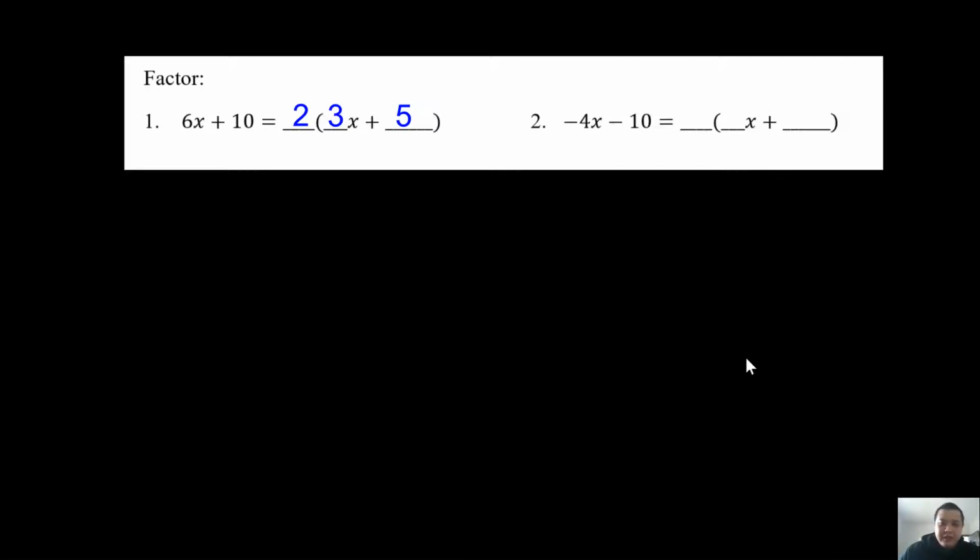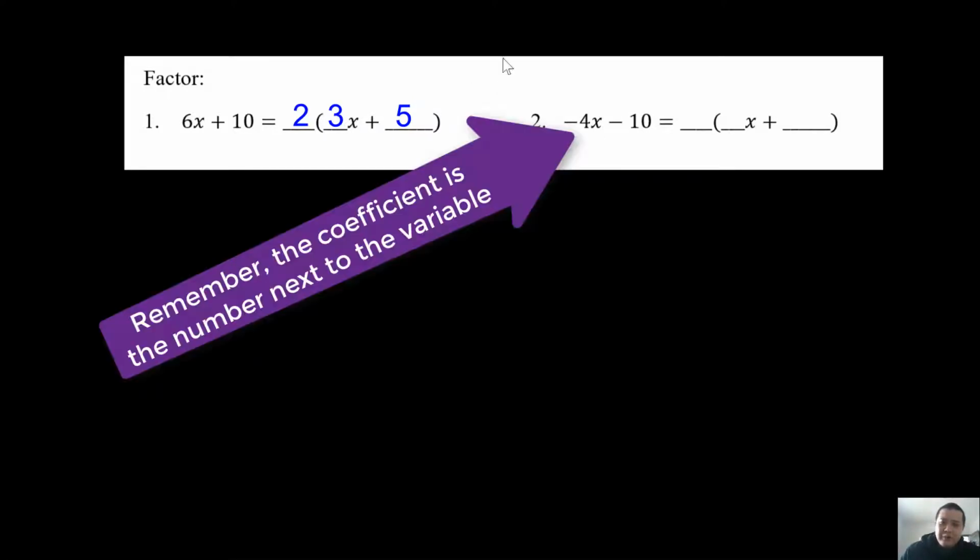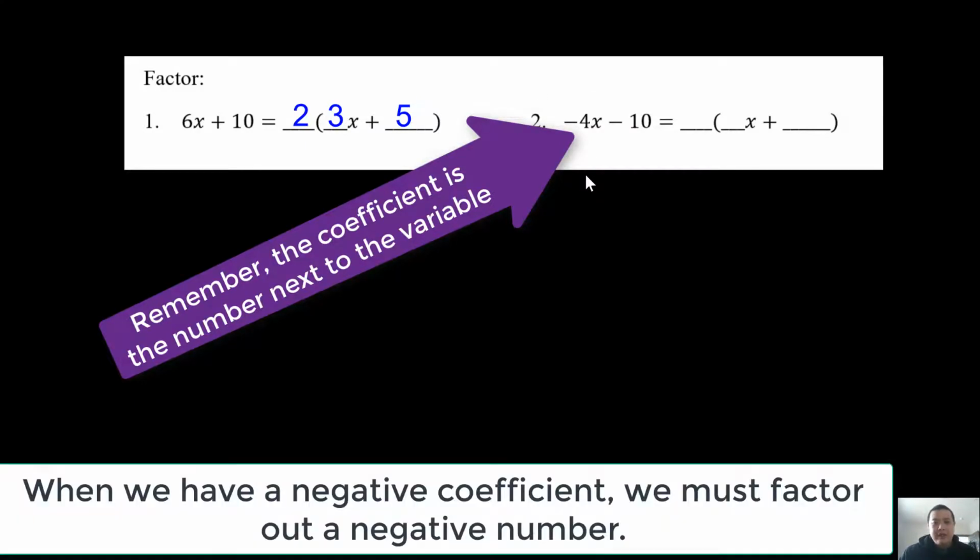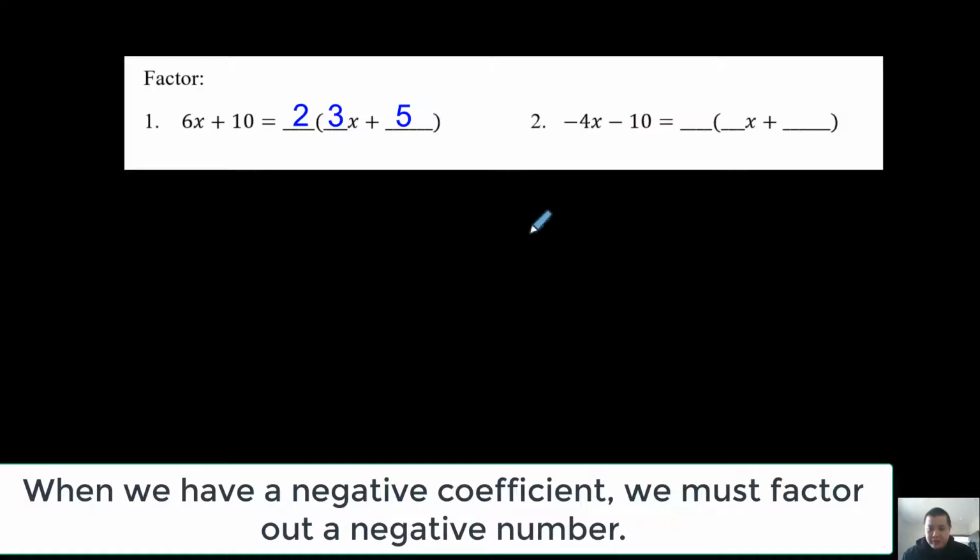Over here, we're going to do the same process, except we have something unique. This coefficient right here is a negative number. This is very important. When a coefficient is negative, we have to factor out a negative number. So first, whenever we have a subtraction sign, I'm going to change that into addition of the opposite. So I'm going to rewrite this as negative 4x plus negative 10. Negative 4x plus negative 10. And we're going to factor out a negative number.